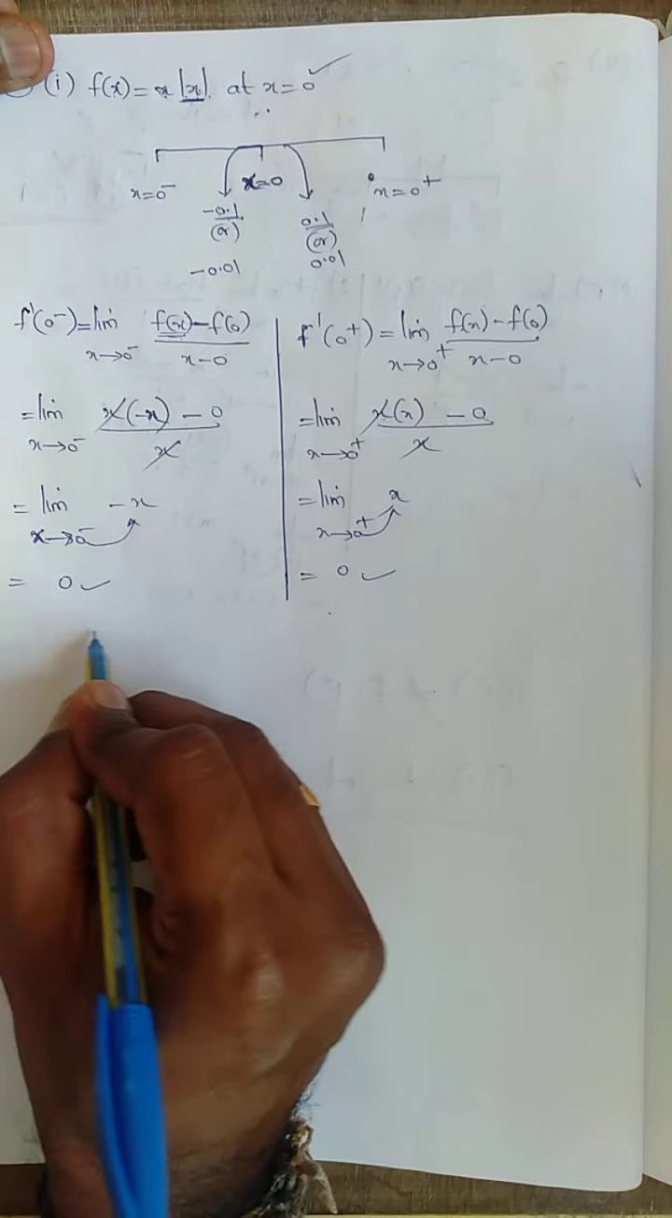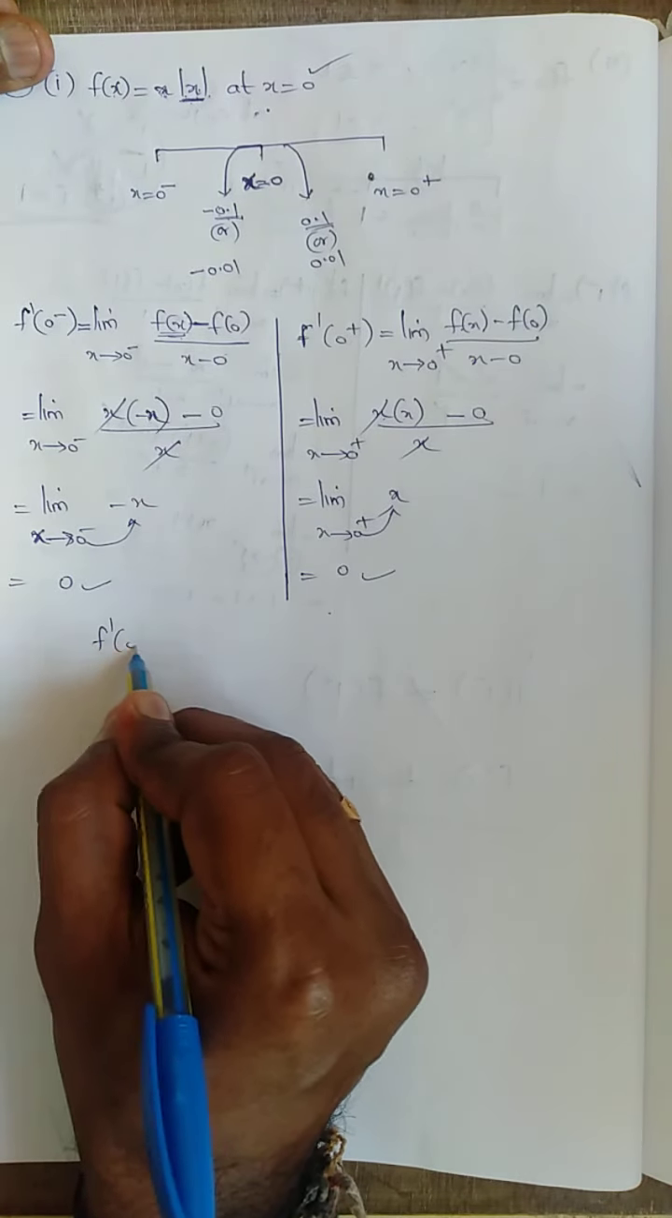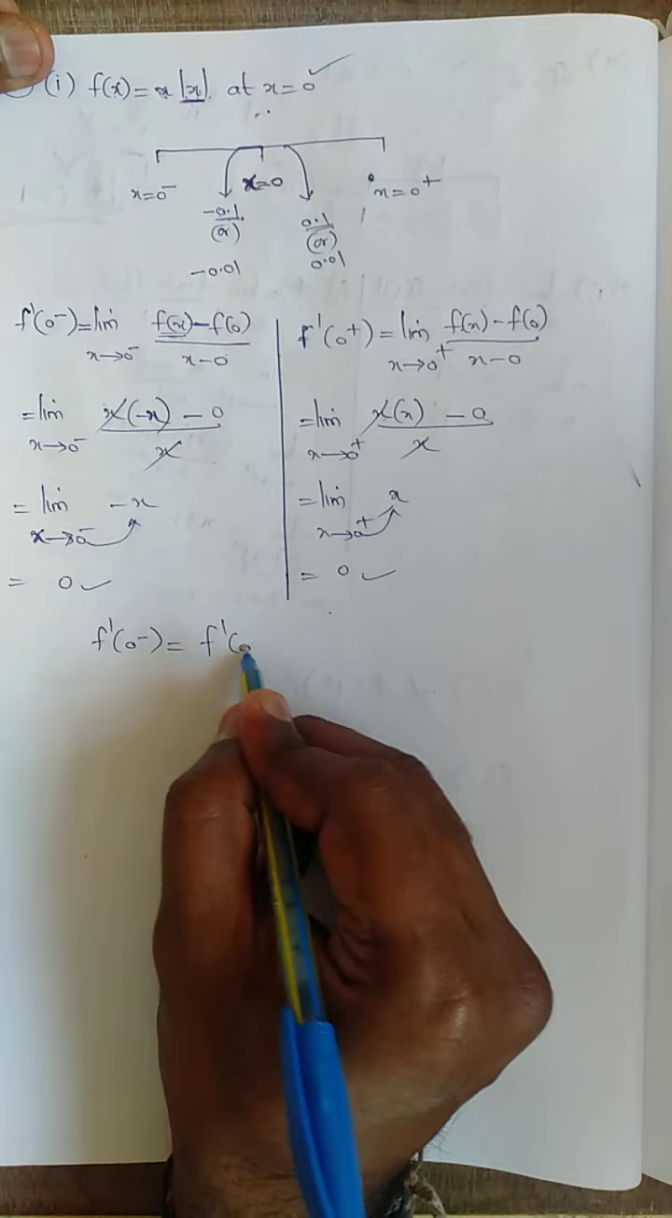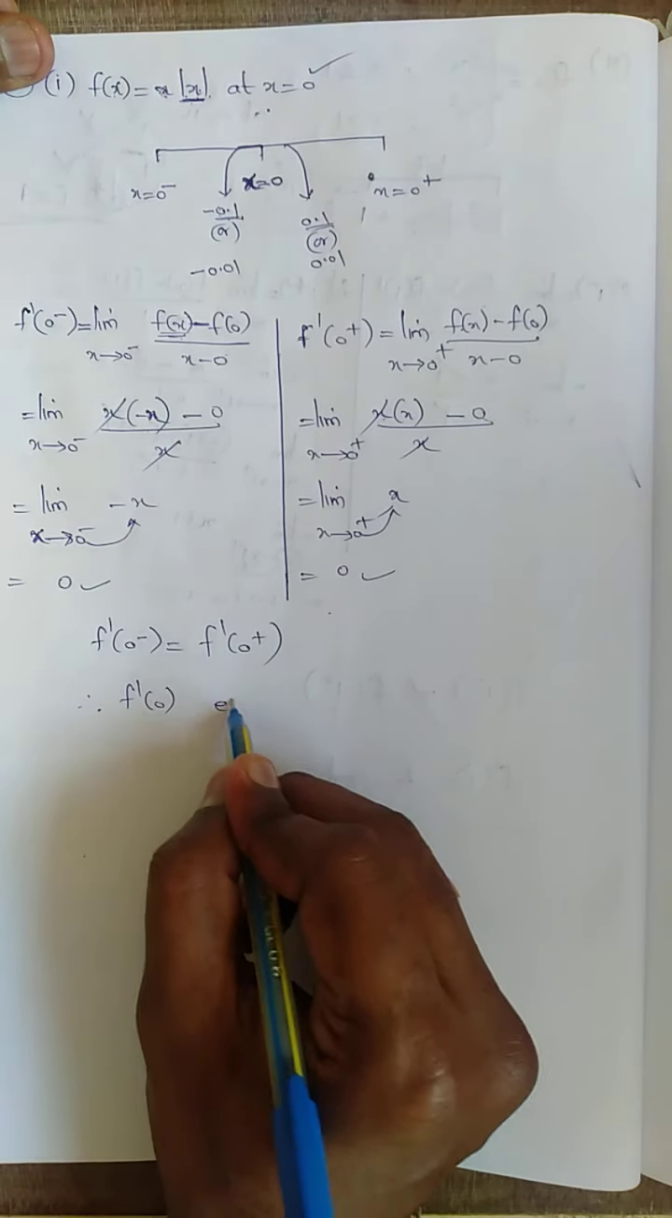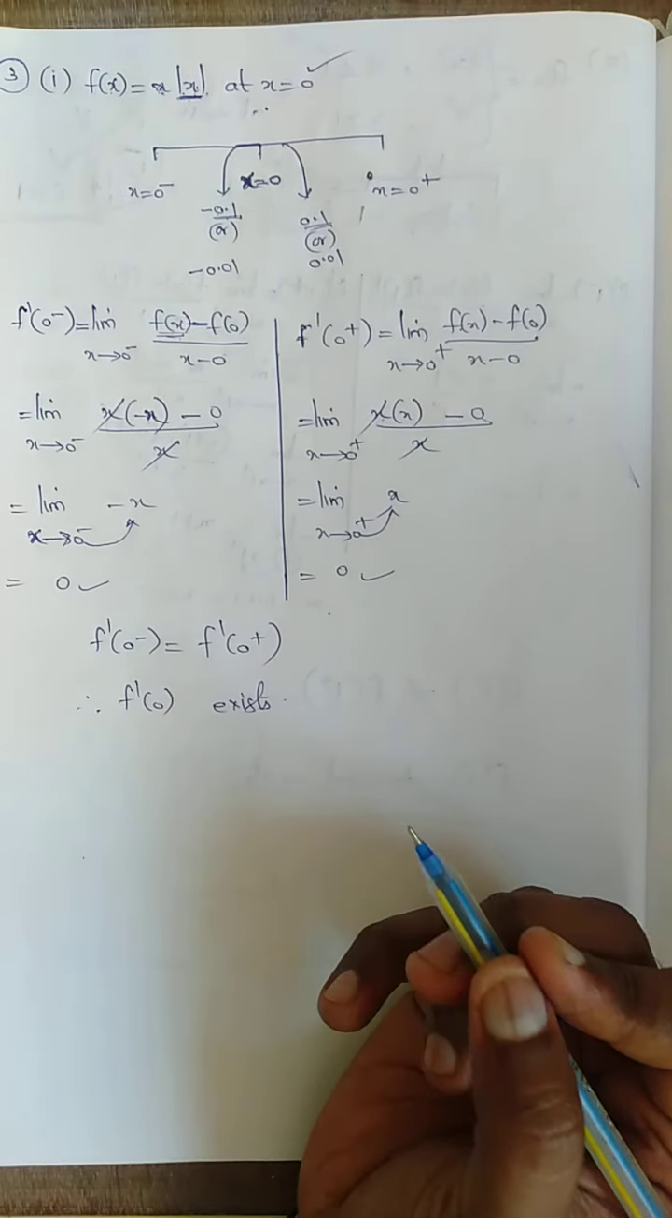Both are the same. Therefore, f dash of 0 minus is equal to f dash of 0 plus. Therefore, f dash of 0 exists. This is the first subdivision.